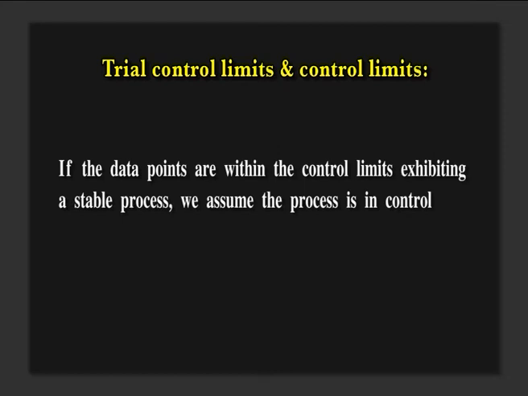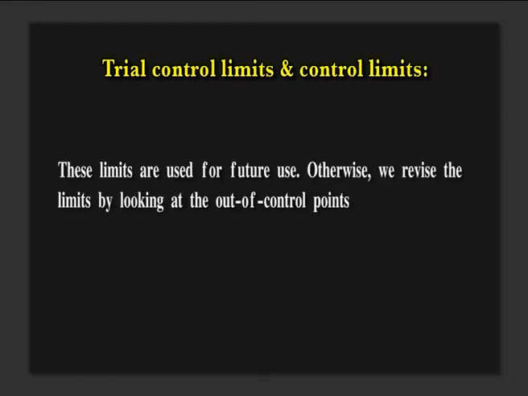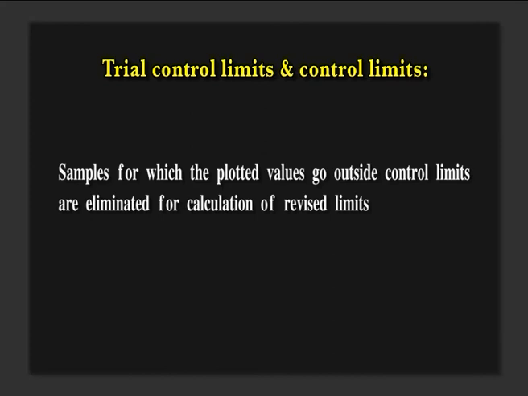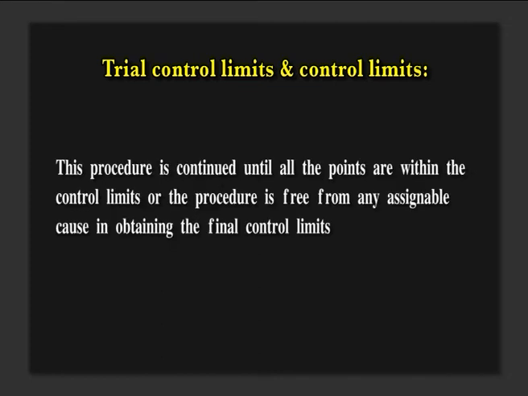If the data points are within the control limits exhibiting a stable process, we assume the process is in control. These limits are used for future use. Otherwise, we revise the limits by looking at the out of control points. Samples for which the plotted values go outside the control limits are eliminated for calculating the revised limits. This procedure is continued until all the points are within the control limits or the procedure is free from any assignable cause in obtaining the final control limits.